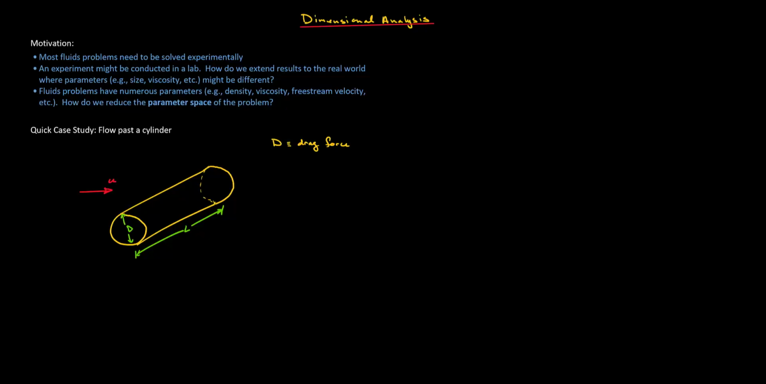Now from intuition, most engineers might say that this force depends on numerous parameters, right? So we have a free stream velocity, so it might depend on the velocity, which we'll call U, maybe the density, that's rho. We can anticipate that the diameter of the pipe would also affect the drag force, and the viscosity.